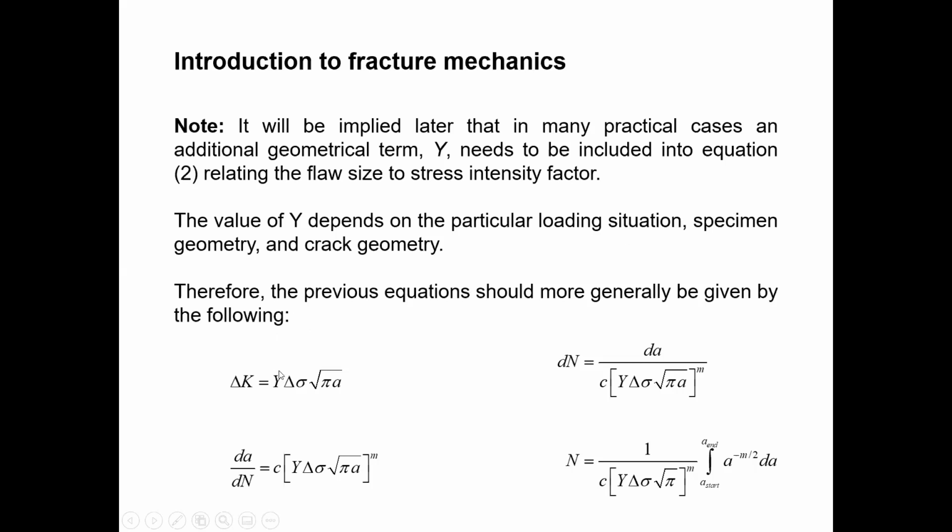So the Y has a different function. You need to calculate the Y separately and substitute it in here. If you have delta K like this, you need to introduce that delta K into the Paris equation, and you can again find the number of cycles to that particular crack length. So you can use the equation this way. It is the same equation, only the Y term is in here.